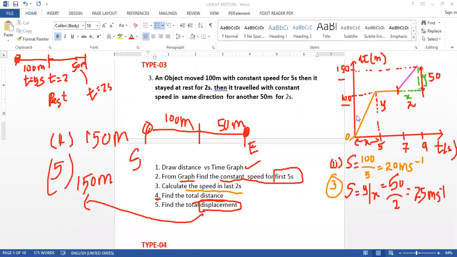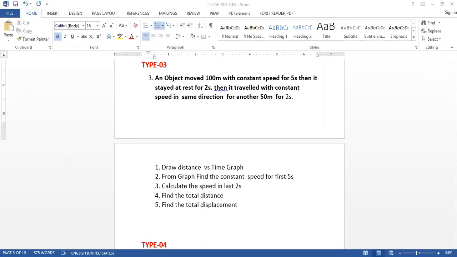So what I'm saying is the basic idea: this question is related to speed and distance. In that graph, they have also asked about displacement, no problem. Here it is moving at constant speed, here also constant speed, and for 2 seconds it is at rest. Here it is at rest. Please understand the basic idea. I hope you got the answer, and I'm going to erase this one. Okay, come to the next one, the type number 4 question.